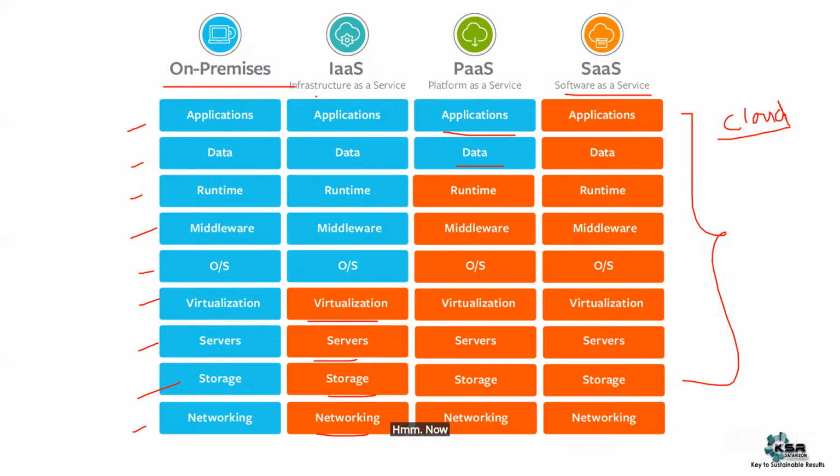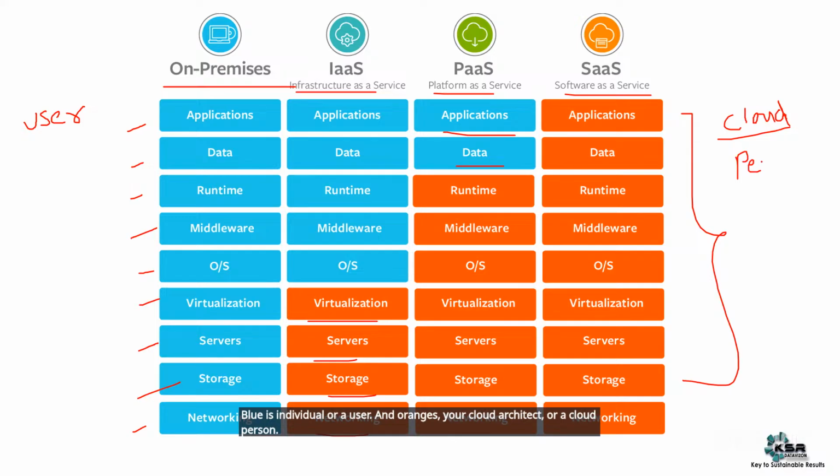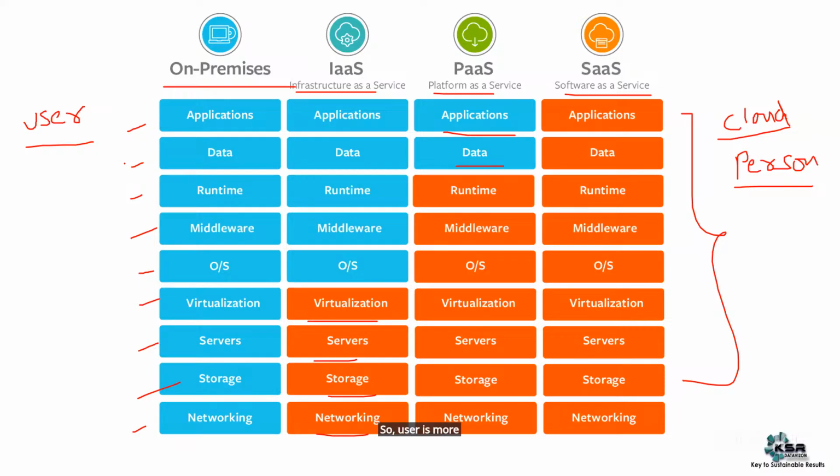Now, until this, any question? What all components are present in infrastructure? What all components are present in platform? Or what all is present in software? Rather, what is managed by cloud and what is managed by us? Blue is the individual or a user, and orange is your cloud architect or a cloud person, rather managed by cloud technology or a cloud team. So the user tends more towards the on-prem and the blue applications, right? Whereas the cloud person manages all these applications.